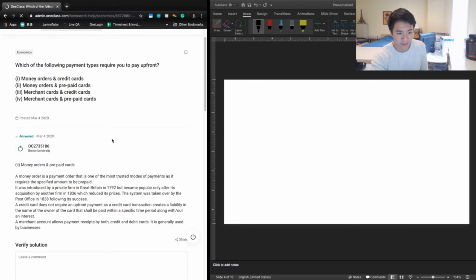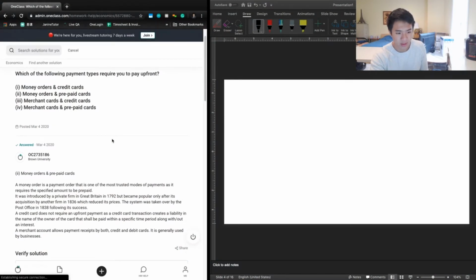Okay, let's take a look at the next question. It says, which of the following payment types requires you to pay up front? A says money orders and credit cards. B says money orders and prepaid cards. C says merchant cards and credit cards. And D says merchant cards and prepaid cards.